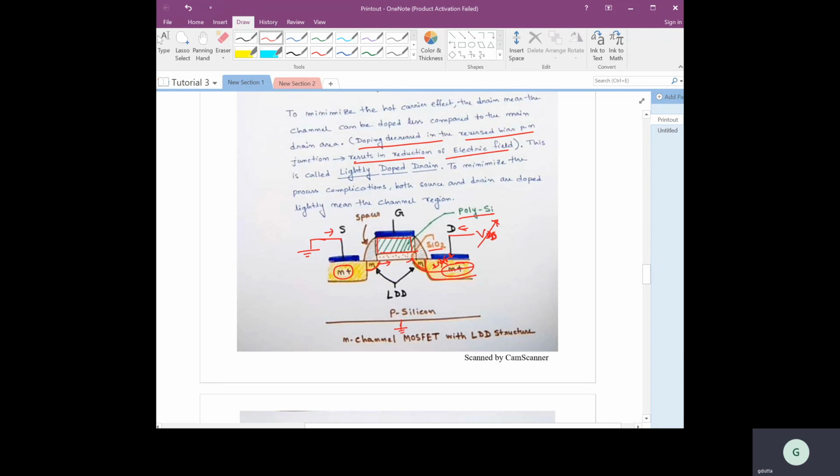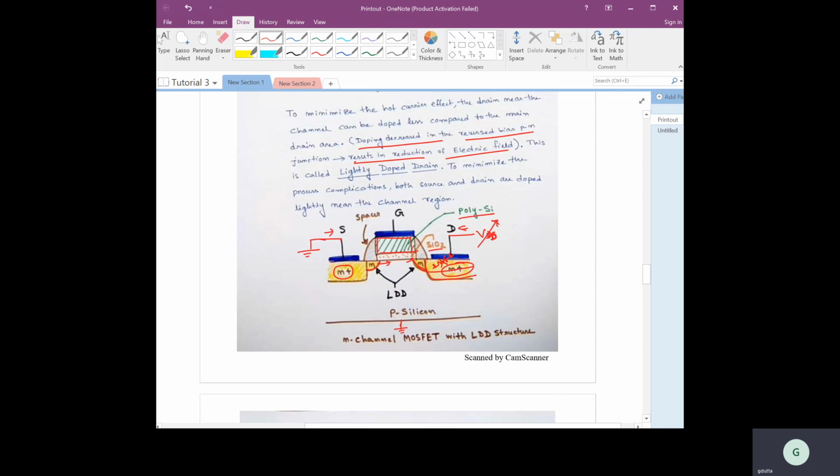Then you might ask, why on this side? Why on the source side? Making it on the source side is really not that important, but we make it there to simplify the process. It is quite difficult to make it only on one side, but it is actually easier to make this lightly doped region on both the source side and the drain side. In other words, the MOSFET is symmetric, so the source and drain terminals are interchangeable. You can interchange the source and drain terminal, right? So I hope this gives you an idea why we need this LDD structure.